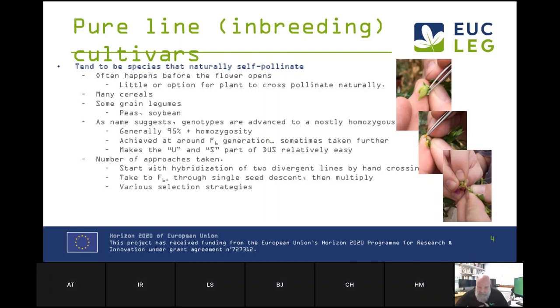We generally start them off with hand crossing and then take them through various forms of single seed descent with selection. And on the right there are some pictures of a pea flower being hand crossed. The first picture there shows the petals of the female plant being removed, stamens and anthers being removed before the anthers mature, and pollen being applied from a more advanced male parent flower.